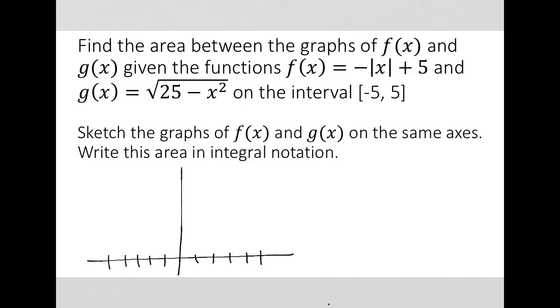It was not shifted left or right at all, but it was shifted up by 5, so let's go 1, 2, 3, 4, 5, and I'm going to get a point right there. And I know that the slope on the right side is going to be negative 1, and on the left side it's going to be positive 1, and I'm going to get this little triangle looking thing right there. It's going to continue down. We're not necessarily interested in that part though.